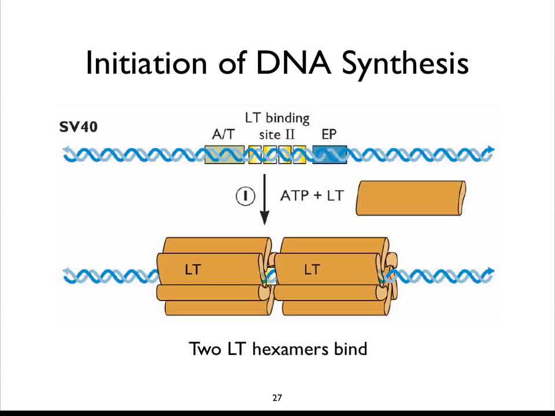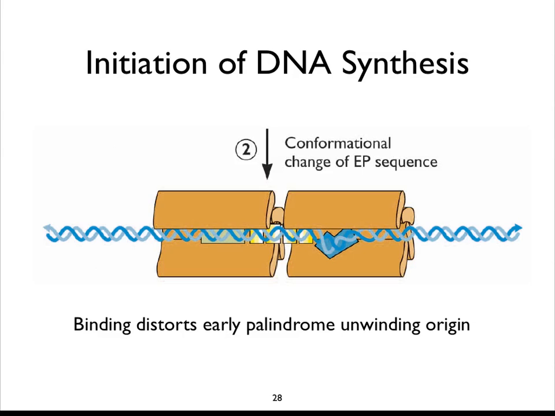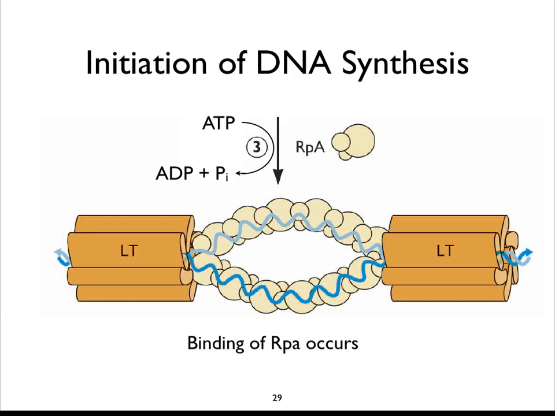And in doing so, in the presence of ATP, there's a conformational change to the DNA structure. And what happens is it begins to open up. It opens up from the helicase activity of the T antigen. So it's now unwinding the palindrome, making that DNA accessible as a site for initiation.